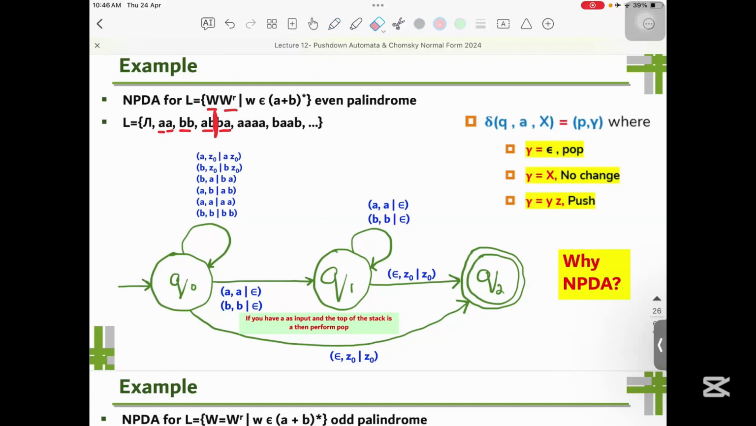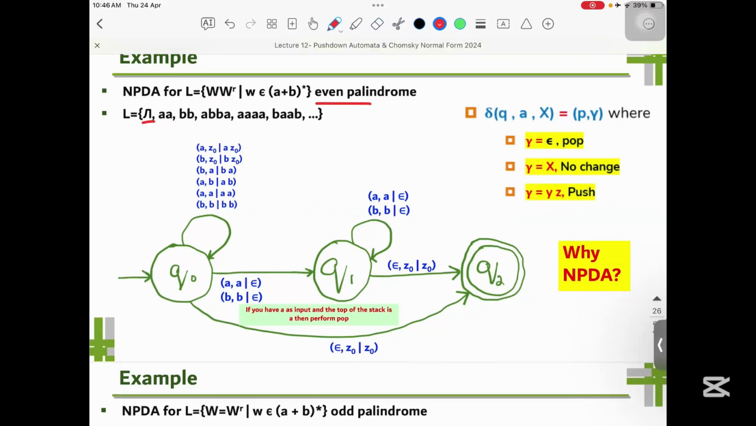Let me first explain the pushdown automata, then I will tell you how the computer knows that this is basically the middle one. And as it is the even palindrome, the empty string is also allowed here. So first of all, let's remove this one. Let's first solve it for this, and then we will do it for the empty string.